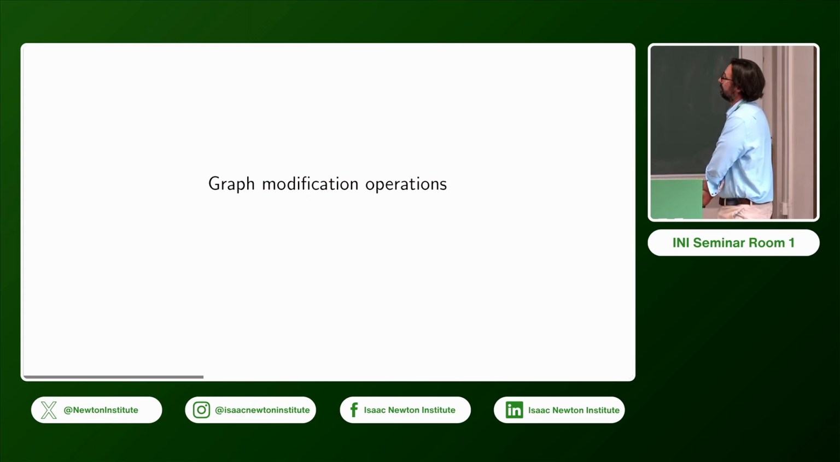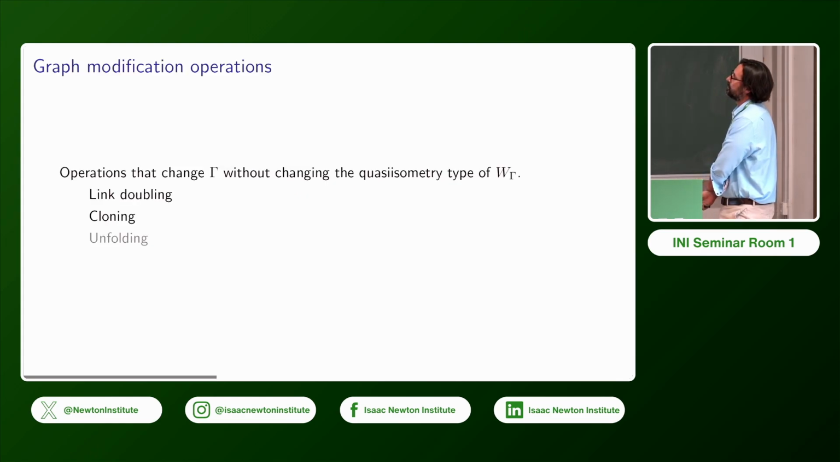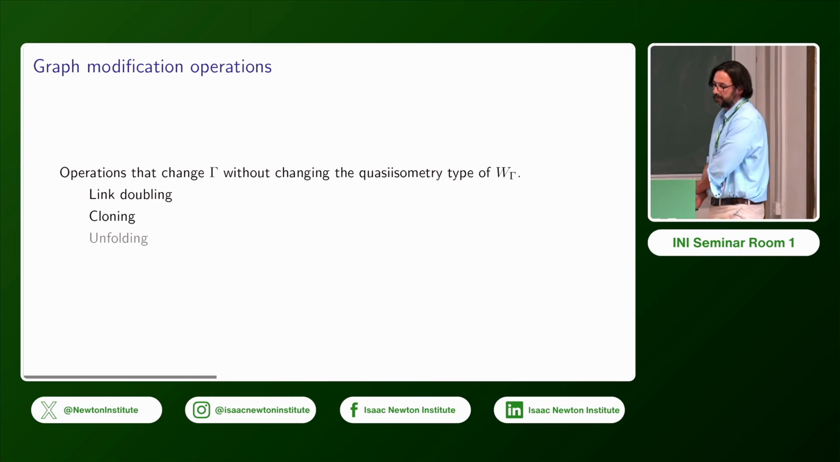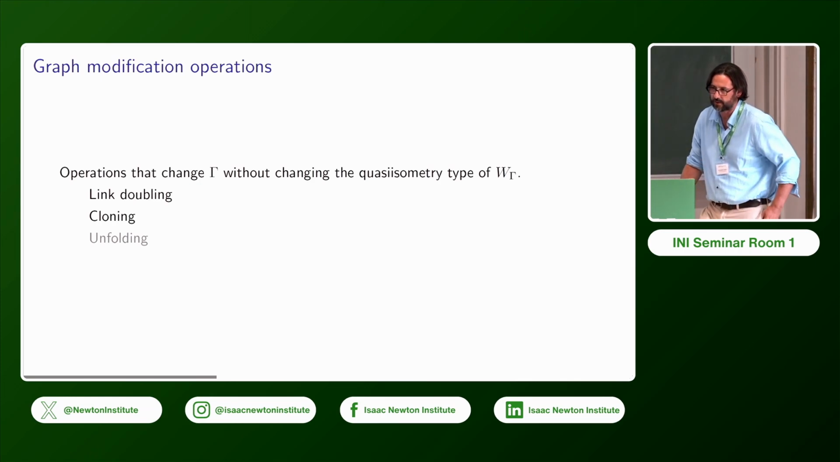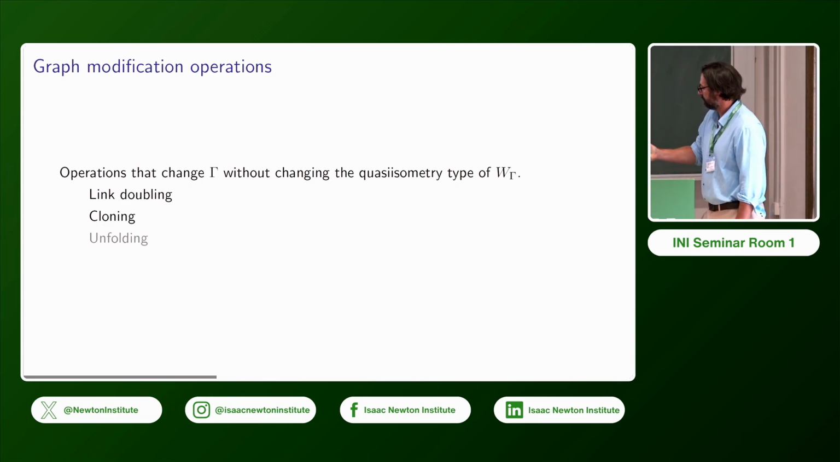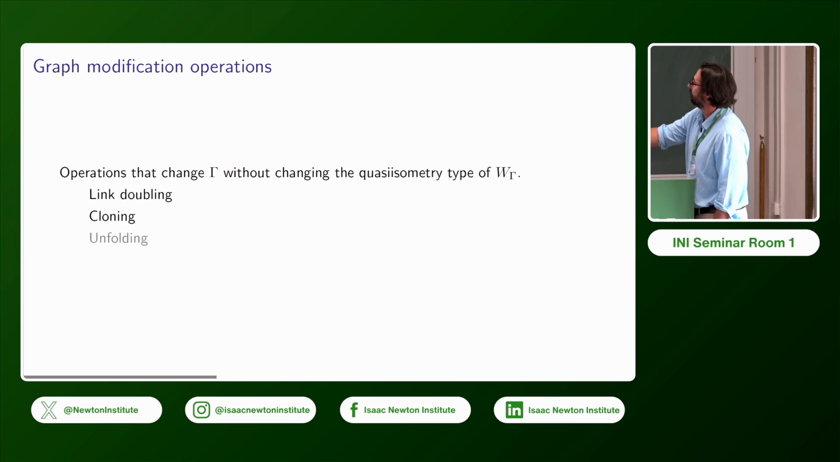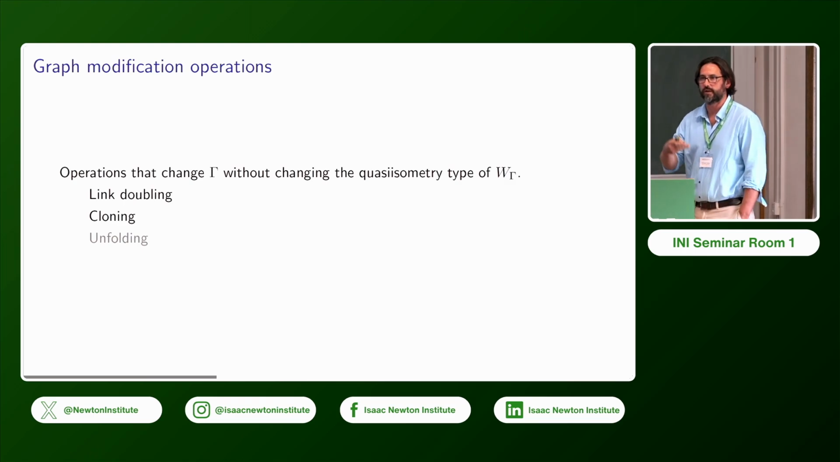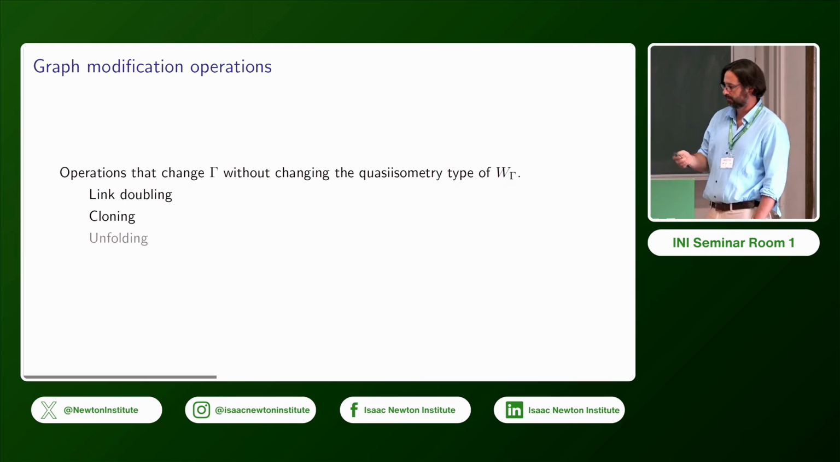Okay, so the first part. What we want to do is find operations that change the presentation graph for the Coxeter group, but don't change the quasi-isometry type of the group. And in the paper, there are 3 of these. I don't know if you can tell, this one is supposed to be faded out. So I won't talk about unfolding. I'll talk about link doubling and cloning.